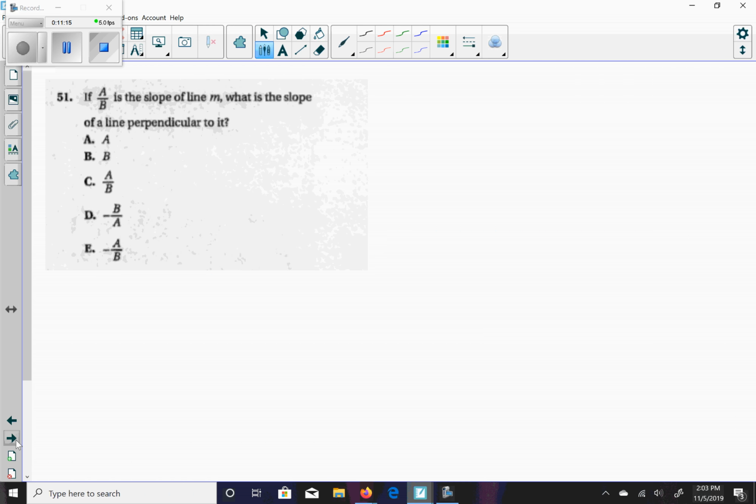And the last one, 51, says the slope of a line is given as A over B. What is the slope of the line perpendicular? Remember, the slope of a perpendicular line is the opposite reciprocal. So I'm going to put a negative sign and then flip the A over B and make that B over A. And that is going to be choice D, for the opposite reciprocal.